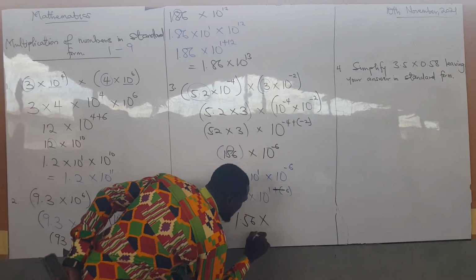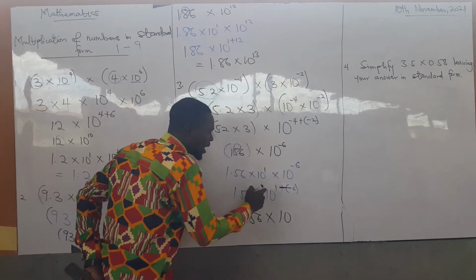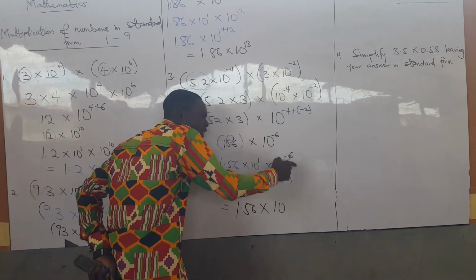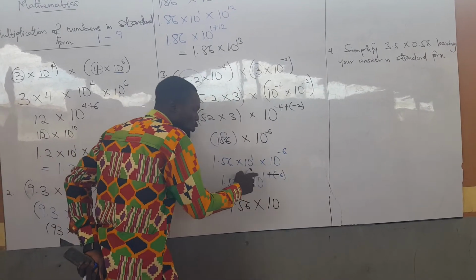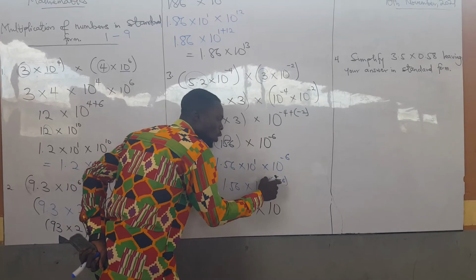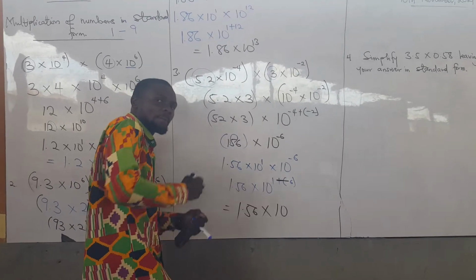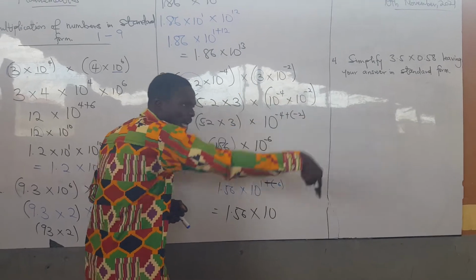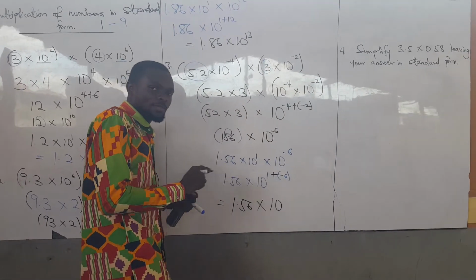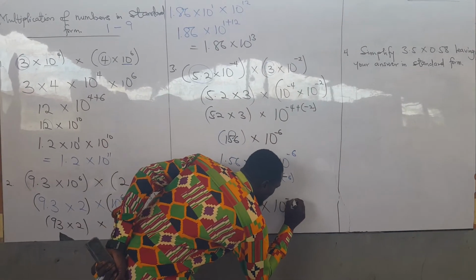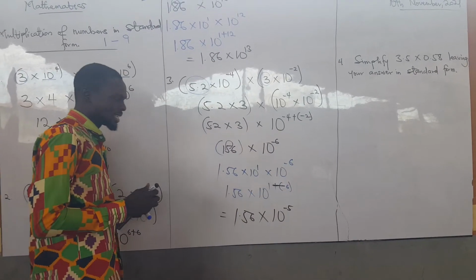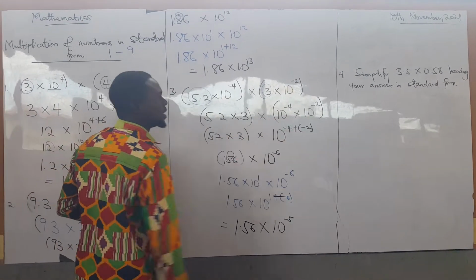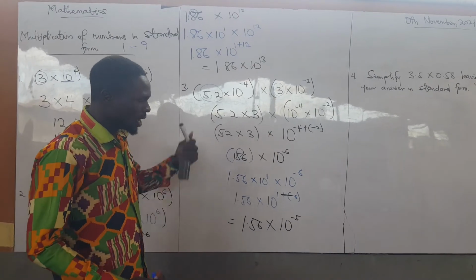1.56 times 10 raised to the power 1 minus 6. You have 1. You owe 6. If I pay 1 out of the 6 I'm owing, I'll still owe 5. So this becomes negative 5 as our answer for this calculation.